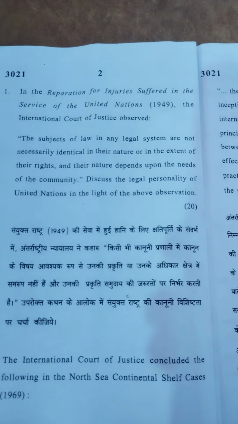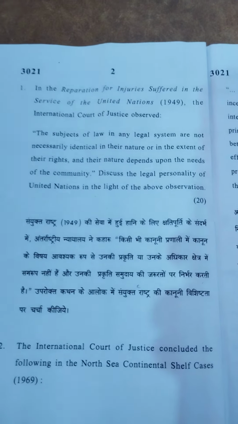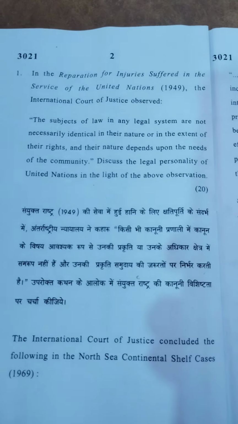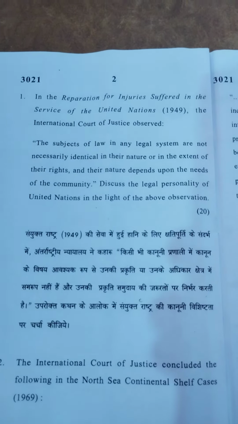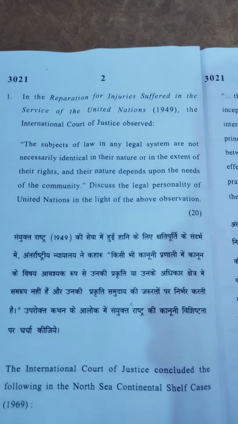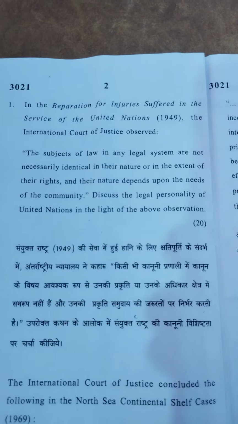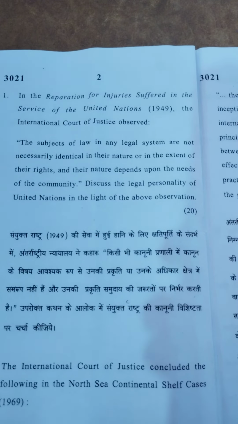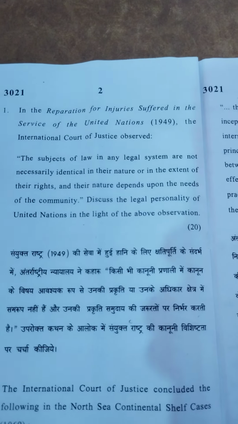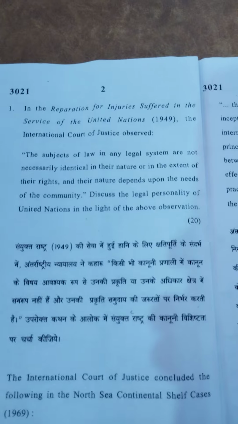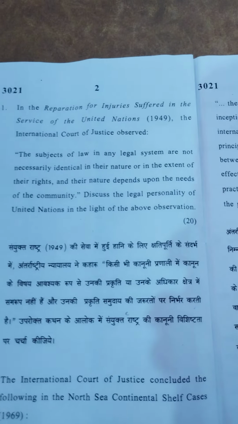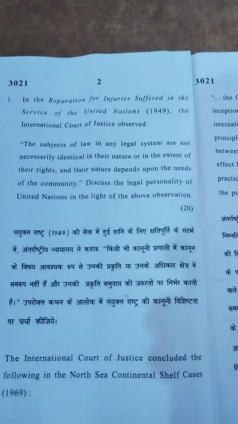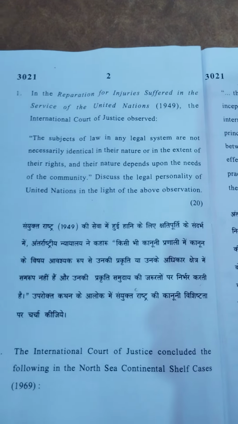This question is for 20 marks, so you have to write a minimum of 6 pages. First of all, you have to define what is international law, what is the subject of international law and its status, then define reparation and forms of reparation, and come to the observation, case facts and judgment of the ICJ. Then conclude your answer.